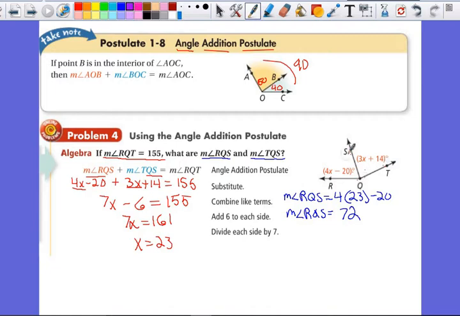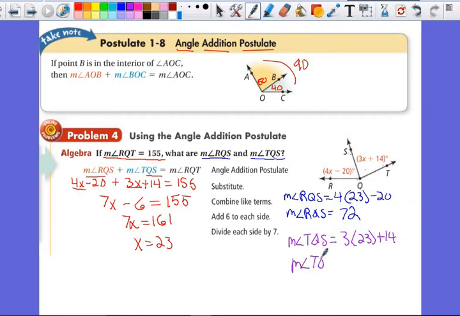TQS is this angle over here. So if we want to find that, we need to go ahead and take 3, multiply it by 23 because that goes in for x, and then add 14. So if I take 3 and multiply it by 23, I get 69. And then if I add 14 to that, I get 83.